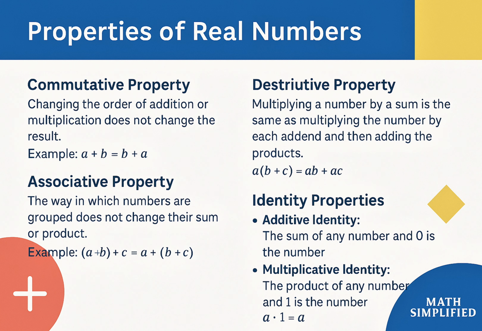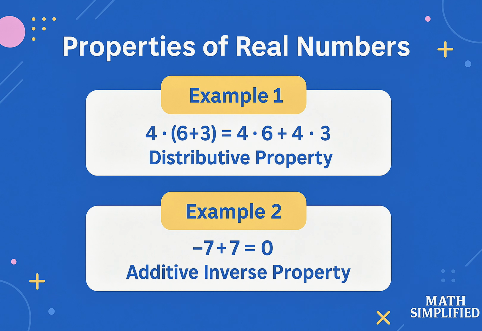So now, next thing, properties of real numbers. So here we have an example which is 4 times (6 plus 3), which is inside the parentheses, is the same thing as 4 times 6 plus 4 times 3. That's just distributive property because we're distributing the 4, okay? Example 2, negative 7 plus 7 equals 0. That's just additive inverse property. We basically add the opposite of the first term, which is negative 7. We just basically add 7 and we get 0. So that's just additive inverse property.